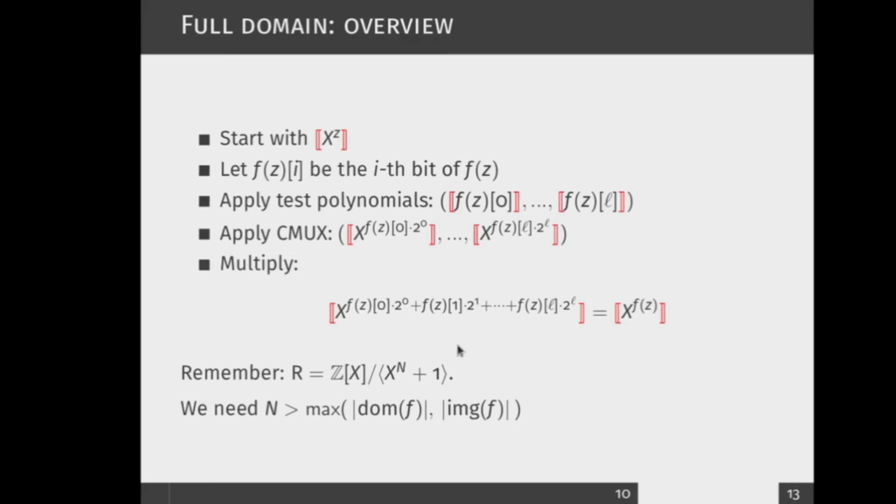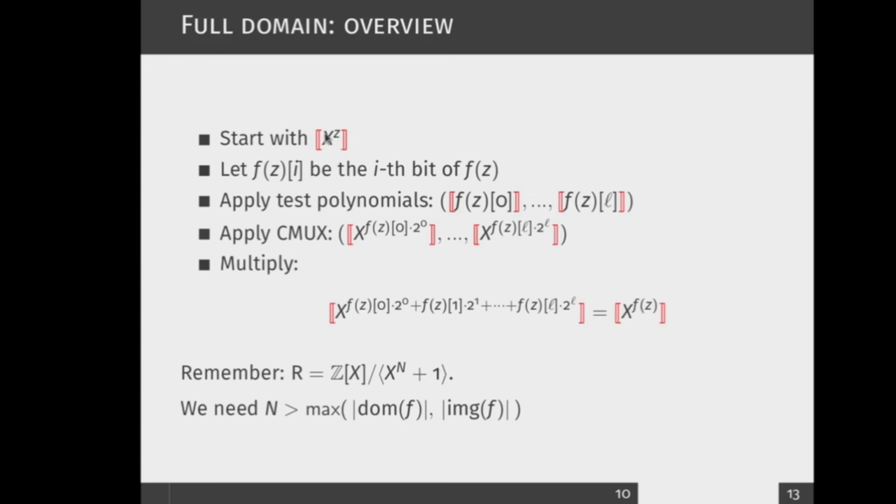But there is a little detail here. If you remember, all these homomorphic operations are done over this polynomial ring. So this means that every addition, multiplication, everything is done modulo x to the n plus 1. In particular, if this f of z is larger than n, then what we obtain is f of z modulo n instead of f of z itself.